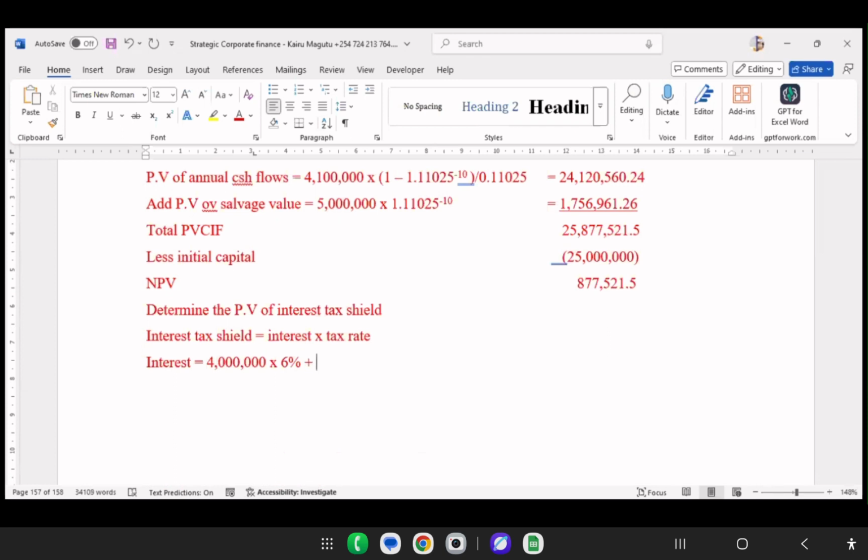Because we are told that it will be charged at less by 2%. Then the remaining 5 million will be charged at 8%. How much is the total interest? How much is the total interest? Let me get the total annual interest from someone.